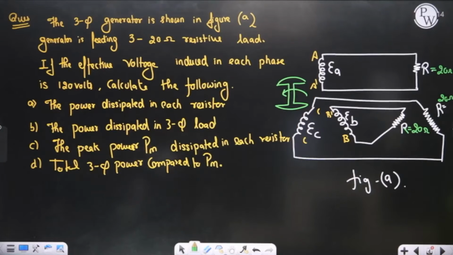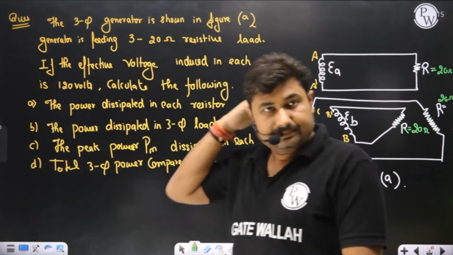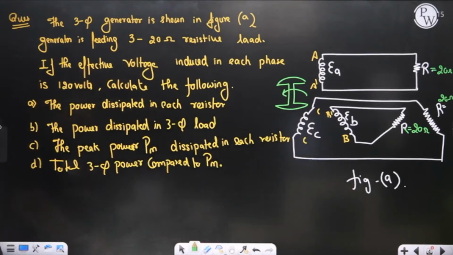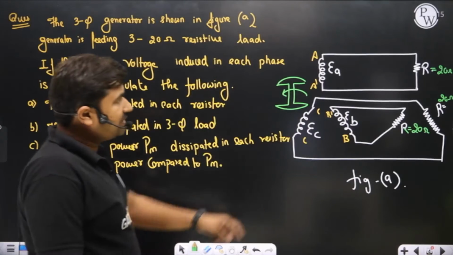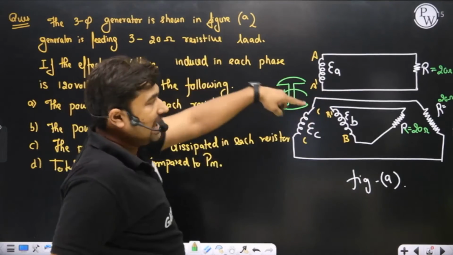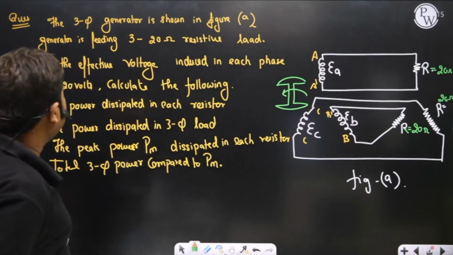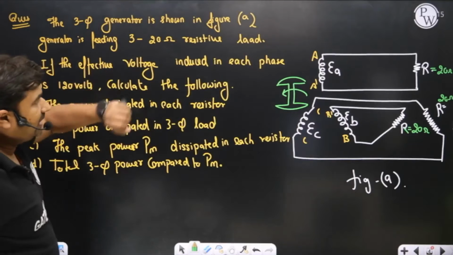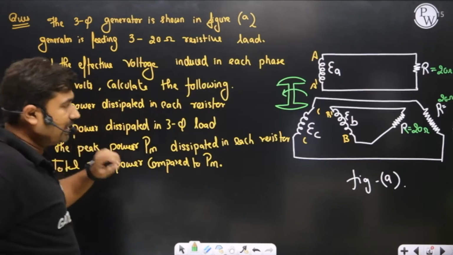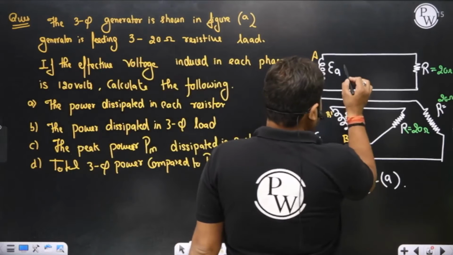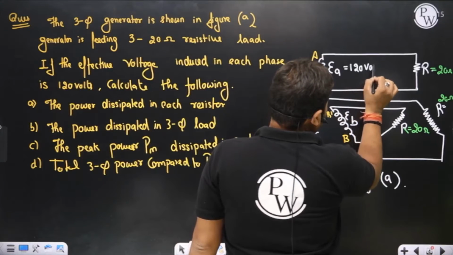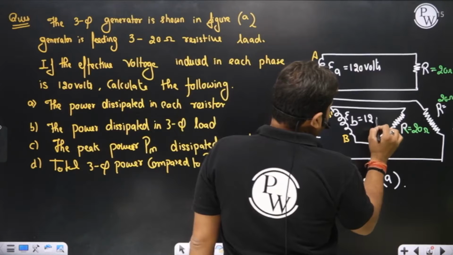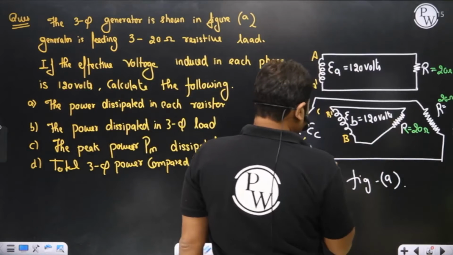Let's have a discussion on this question. A three-phase generator as shown in figure A is feeding a 320 ohm resistive load. If the effective voltage induced in each phase is 120 volts, it means the voltage across each phase is 120 volts. All the phases are identical, so the voltage across each phase is 120 volts.